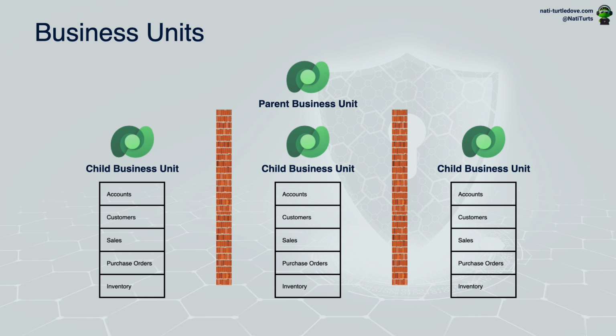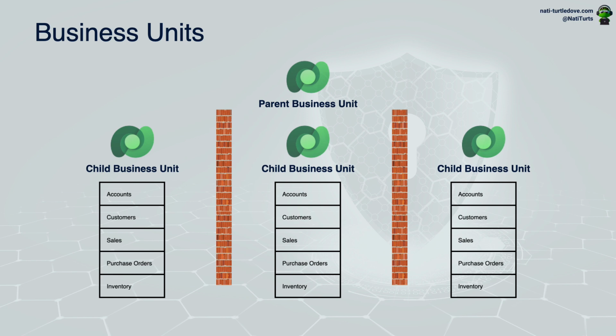Once you've got that parent business unit set up, you can then create child business units, and that's called segmenting your data. So you'd have a child business unit that's got access to the accounts table, customers table, sales table, purchase orders, and inventory as well. But it means that members that are then a part of these two security groups, business units, would only be able to see data relevant to their business unit within these tables.